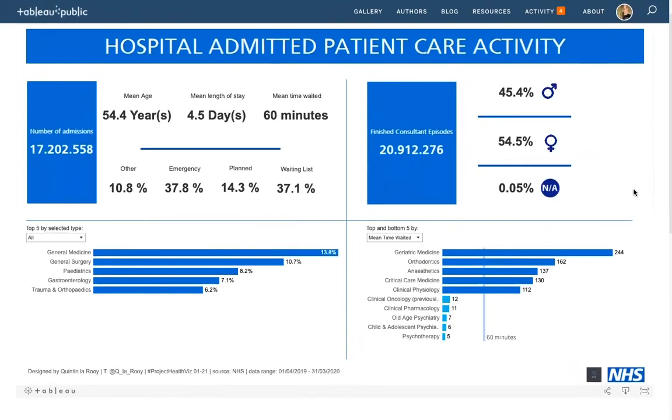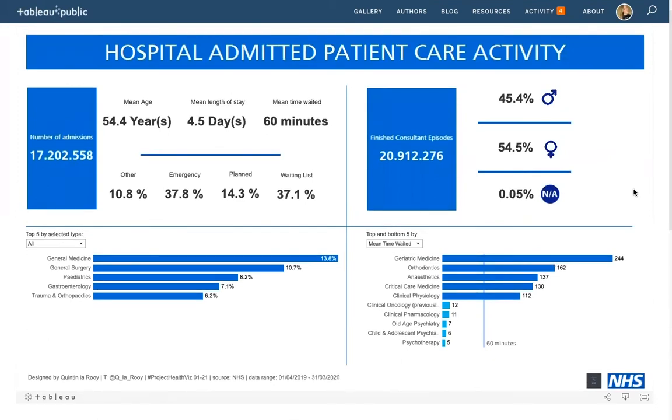So this is Quintin's. And I know he had updated his, because I think originally there was a different layout to this. This is one that he changed around into this grid format. So we have these four quadrants of information.